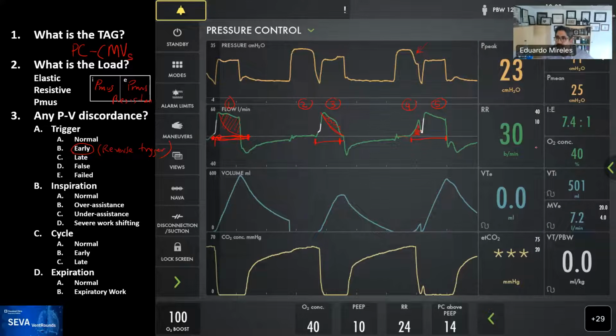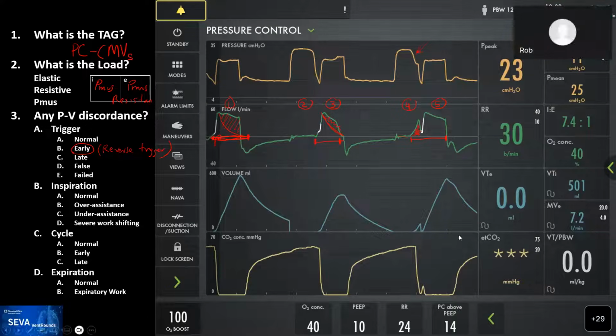So, questions, let me see what there is. So both triggers are early. Yes, Mike, that's correct. Rob, are you back? I'm back. Can you hear me? Yes, now I can hear you.